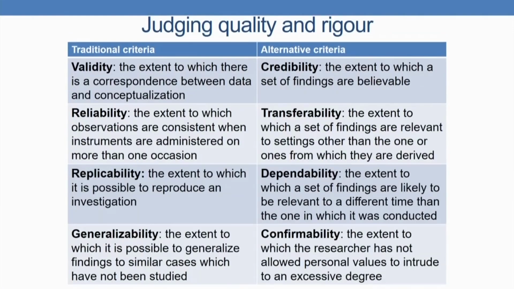Now, when the question of what kind of criteria might be used to judge quality and rigor arises, typically we think of the validity, reliability, replicability and generalizability criteria to evaluate social research.